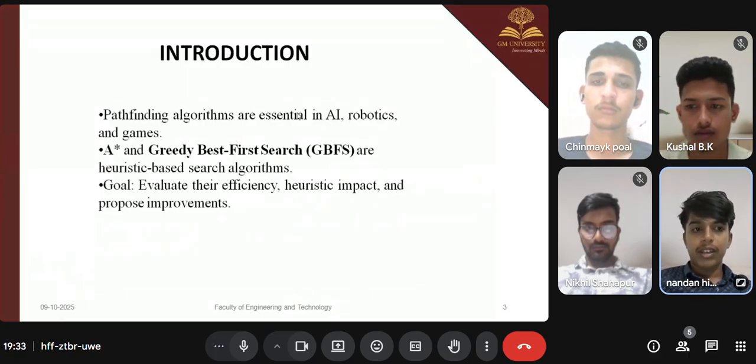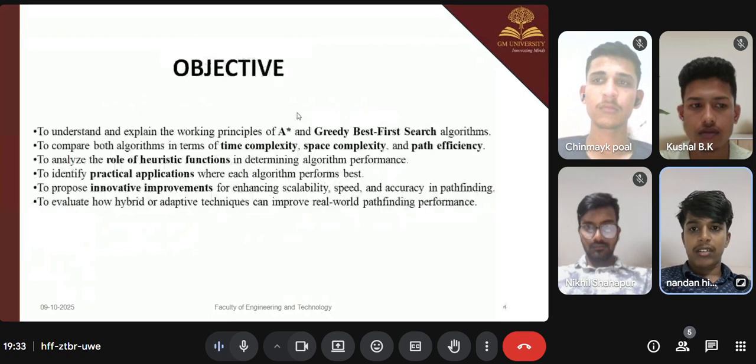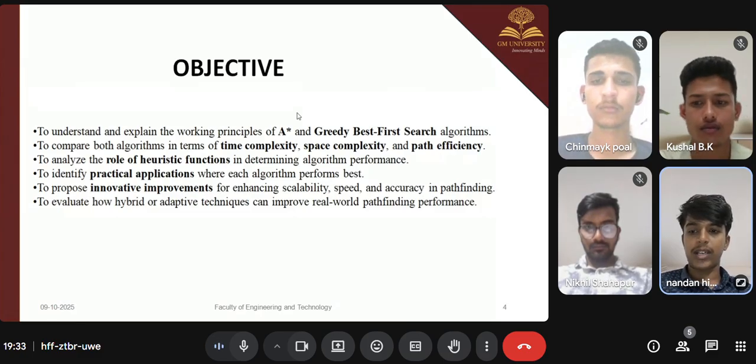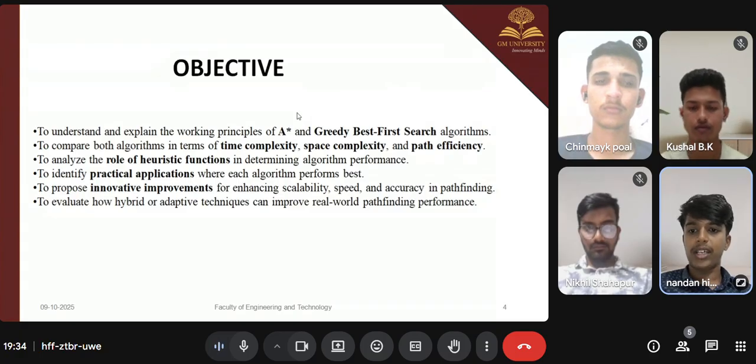In the next slide, we have the objectives: to understand and explain the working principle of A star and greedy best first search algorithms, to compare both algorithms in terms of time complexity, space complexity, and path efficiency, to analyze the role of heuristic function in determining algorithm performance, to identify a practical application where the algorithm performs best. Here it means which algorithm is best that we have used. To propose innovative improvements for enhancing scalability, speed, and accuracy in pathfinding, and to evaluate how hybrid or adaptive techniques can improve real-world pathfinding performance. These are the objectives we use in our problem statement.